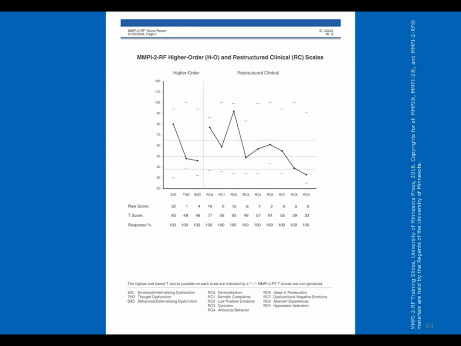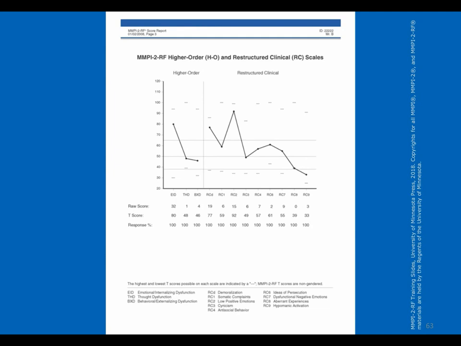We see here Mr. B's higher order and restructured clinical scales as we now have moved into the substantive scale interpretation of this profile. Now, where do we begin our interpretation? We're going to begin with the highest elevated higher order scale. So we're going to start by interpreting emotional internalizing dysfunction, EID. We see here that it has a T-score of 80.